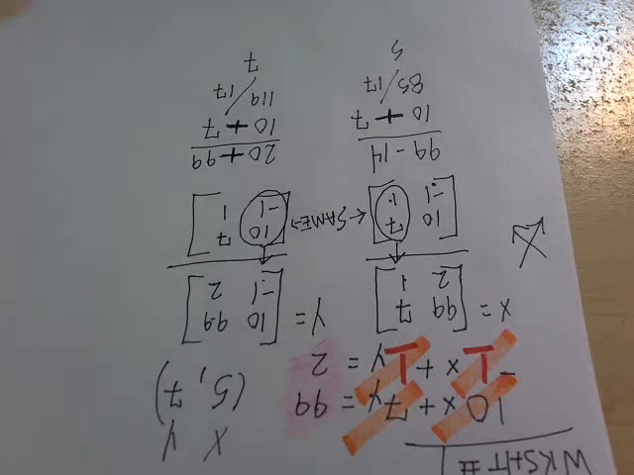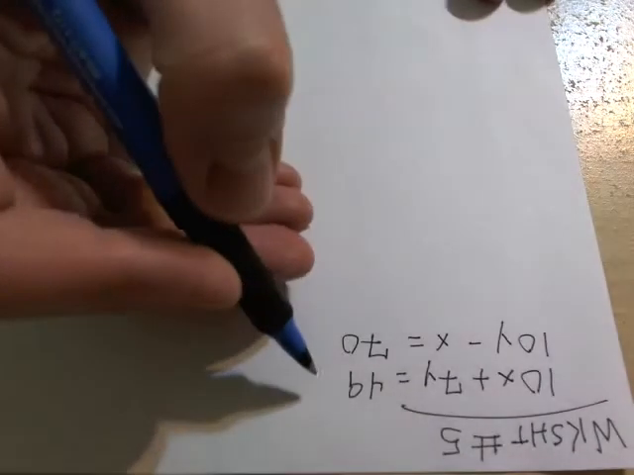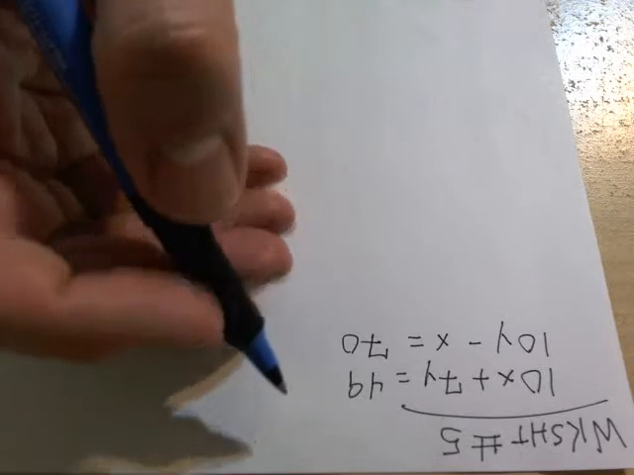All right, let's try one more together. Question number 5. 10x plus 7y equals 49, and 10y minus x equals 70.